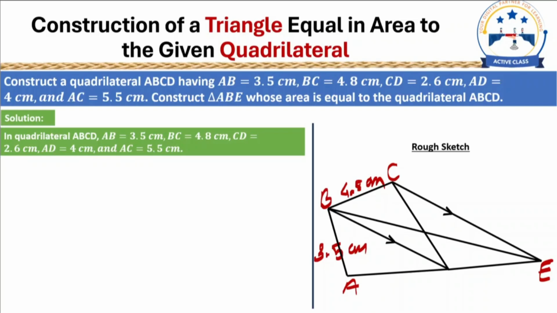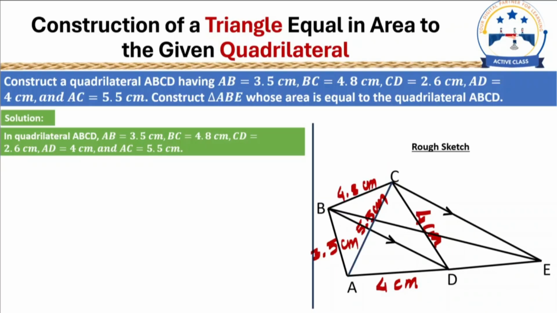And we are given CD, that is, this is D, 2.6 centimeter. AD we are given 4 centimeter. Not only this, we are given AC, means diagonal, right? So we need to make the diagonal and that will be 5.5 centimeter. We know all the sides of the quadrilateral, right? And apart from the sides, we are given a diagonal.